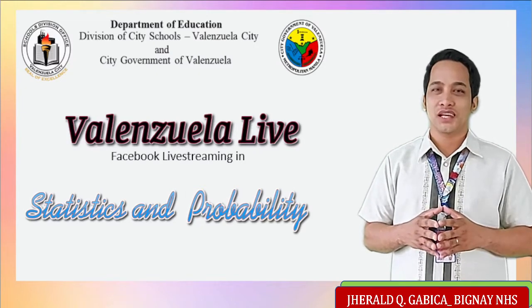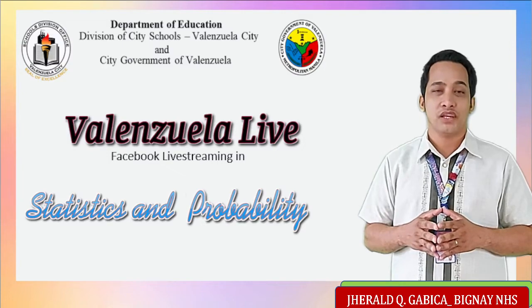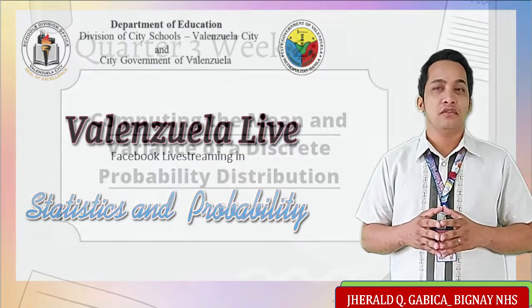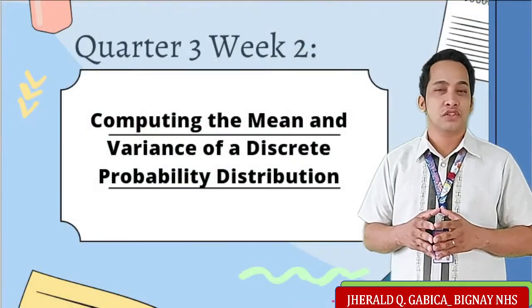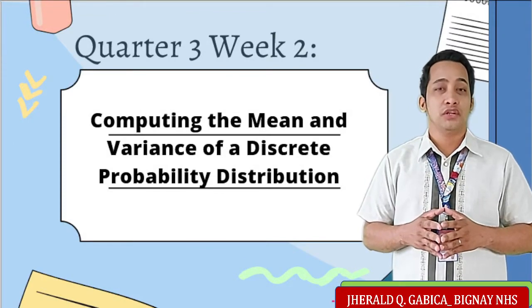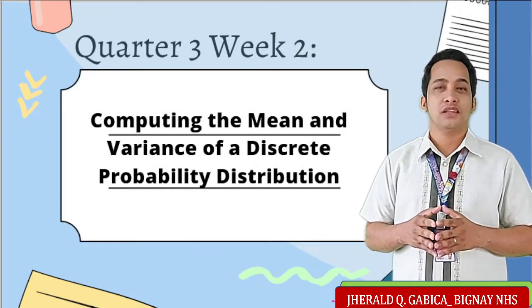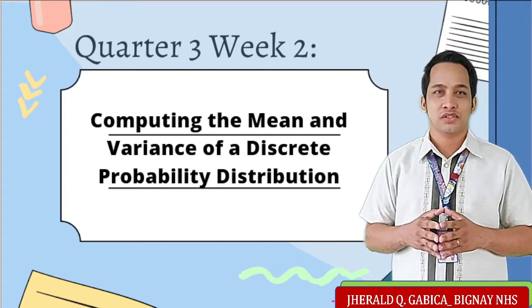Now, we're going to discuss the lesson for week 2 of quarter 3 entitled Computing the Mean and Variance of a Discrete Probability Distribution. Please get all your learning materials, modules, pen and notebook, as well as your calculators.